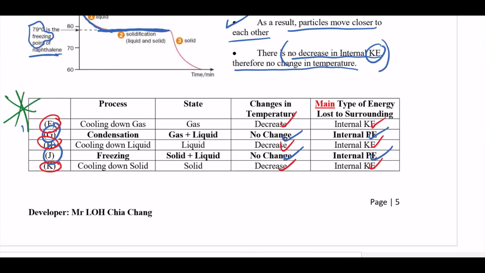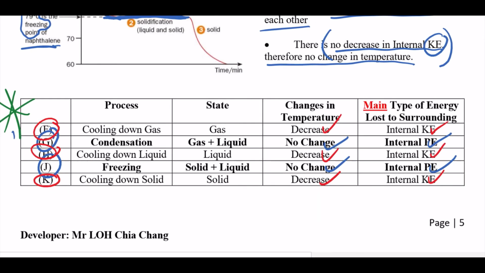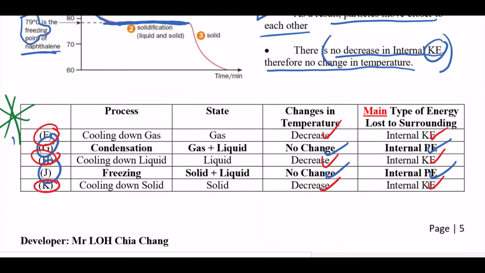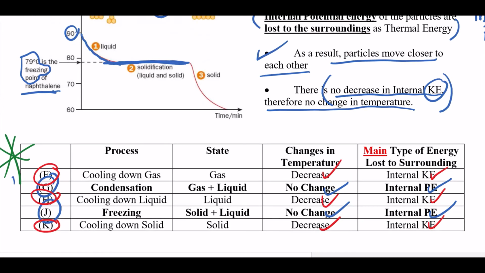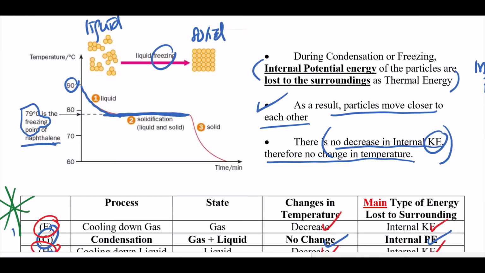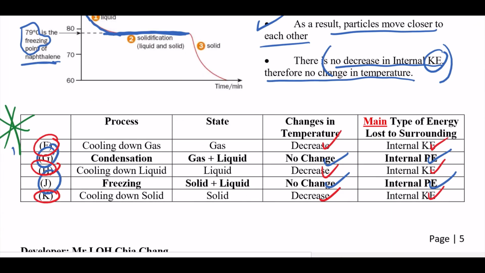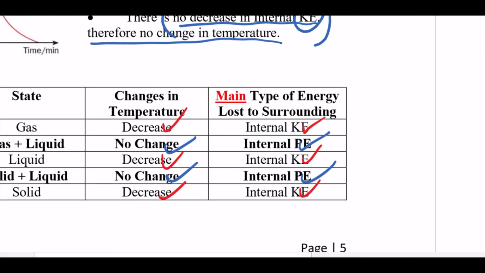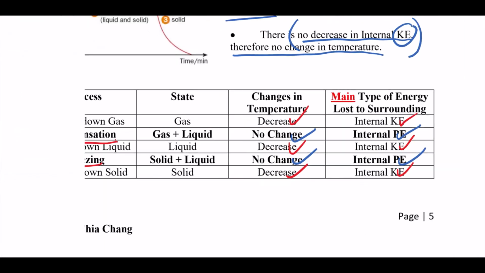Right, the opposite is also true for the cooling process. In this case, for the cooling process, again, there are two stages whereby temperature does not drop. And we relate it to the change in state again, which is condensation and freezing in this case. And we know that the temperature does not change because the particles are coming closer to each other. They lose internal PE but not internal KE, right? So there's no change in temperature.